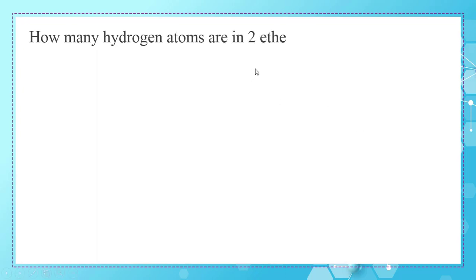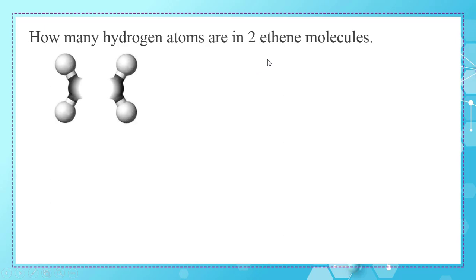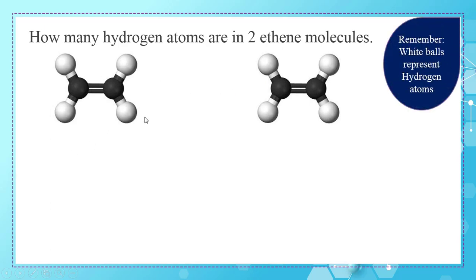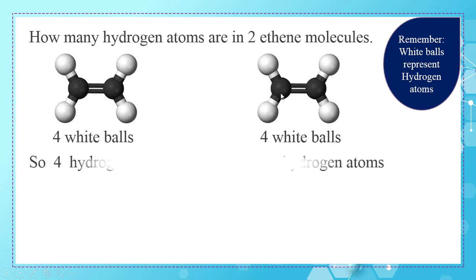How many hydrogen atoms are in 2 ethene molecules? These are the 2 ethene molecules. How many hydrogen atoms do we have in these 2 molecules? Remember, white balls represent hydrogen atoms. So here I have 4 white balls and here there are 4 white balls. So there are 4 hydrogen atoms in this ethene and 4 hydrogen atoms in this ethene molecule.